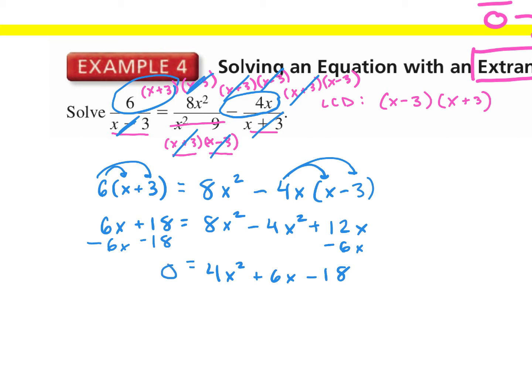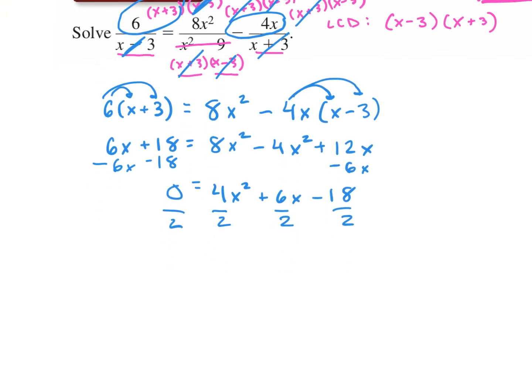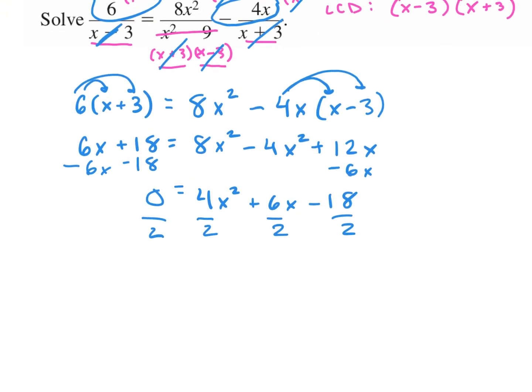Anytime I have a number out front that's not 1, I want to see, do I have anything in common between these 3 values that I can take out? I have 2. That goes into all of them. Usually if I could take out 4, I would want to, but 6 and 18 are not divisible by 4, and we don't want fractions. So we can only take out 2. Divide everything by 2, and I get 0 is equal to 2x squared plus 3x minus 9.